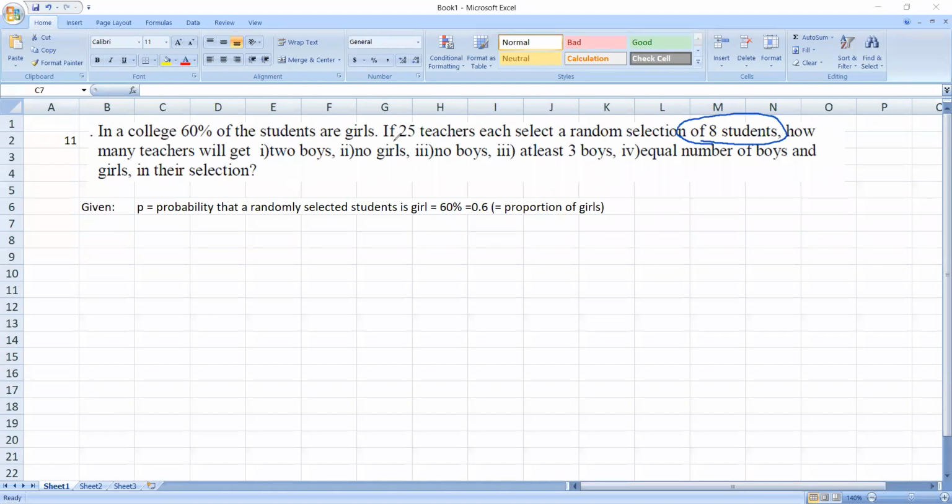So in total, if you look into the question, 25 teachers are there. So this 25 is the count of teachers. We are not interested in looking into the gender of the teacher, but the experiment is looking into the gender of the student. Therefore, your X is the number of girls out of 8 students. Therefore, your n, small n, which is the binomial n, is equal to 8. So the leftover case will be capital N, which is 25. So you are repeating this binomial experiment 25 times.